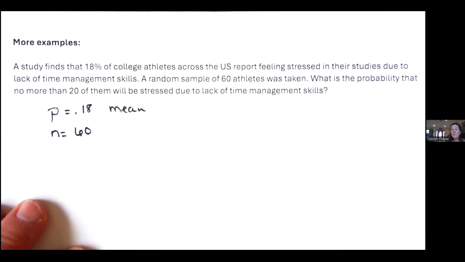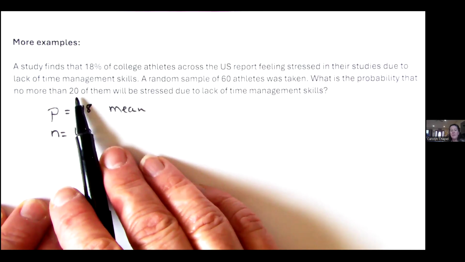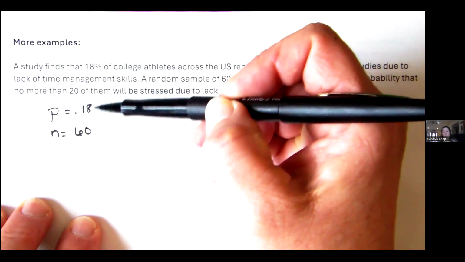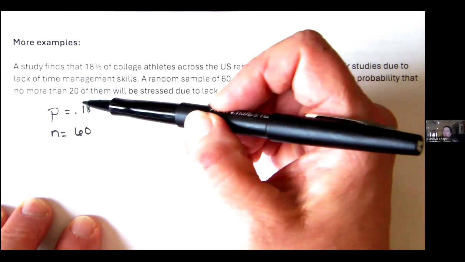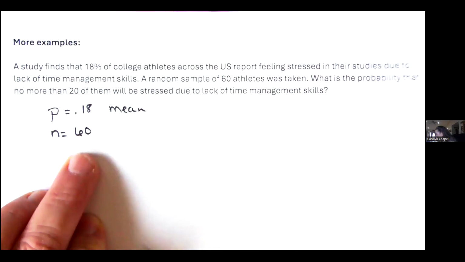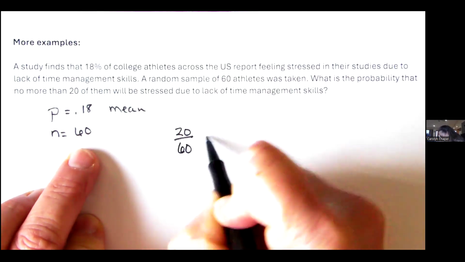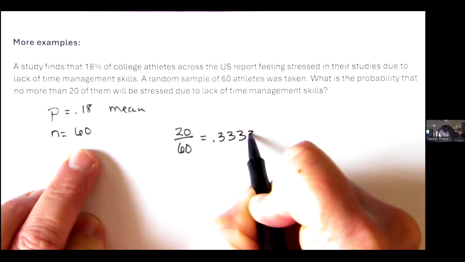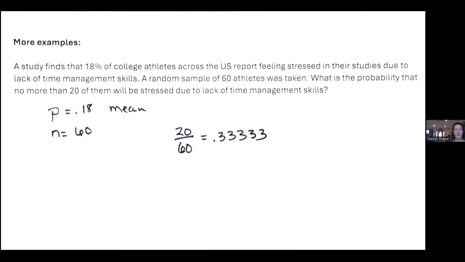And we want to know what is the probability that no more than 20. Now notice we're not talking the same language here. We are talking percentages, so we're talking proportions. So we need to change that 20 also into a proportion. So that would be 20 out of the 60 that we talked about, which is 0.3333, and I don't know how many threes we want to add, but that's like 1/3.